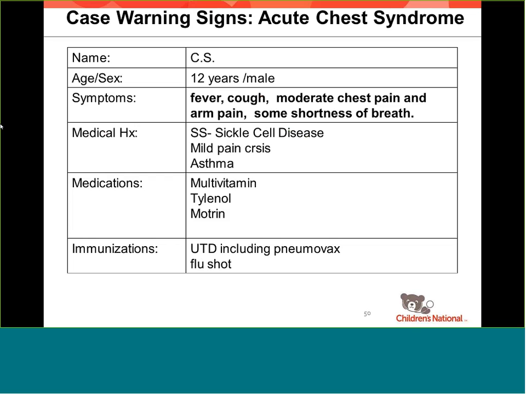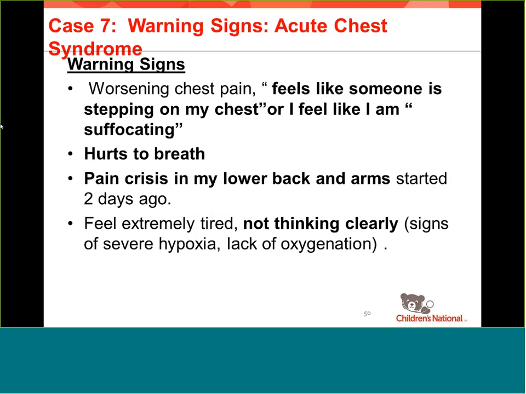The other warning sign we mentioned is acute chest syndrome. I think everyone knows about this. Fever, moderate chest pain, cough, arm pain, some shortness of breath. 70% of acute chest syndrome patients will present with a pain crisis, like in the arms or the legs or chest. Commonly, they can have any medical history.